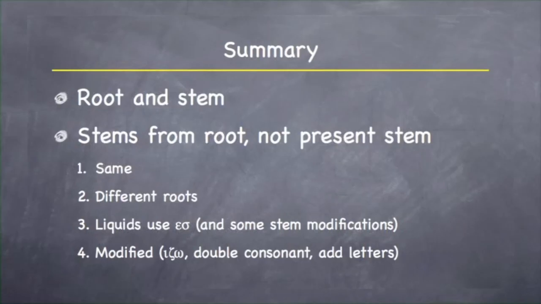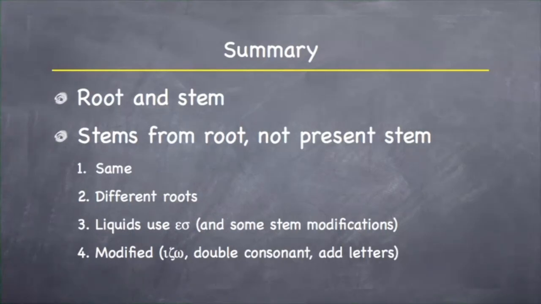All right. So, what did we learn in this chapter? Let's go to the summary. Well, we learned what a root and a stem was. The root is the most basic form of a word. The stem is the basic form of a verb in a particular tense. We learned that stems are formed from the root. Stems are not formed from the present stem. And there's 4 patterns of how the root moves into the present tense stem.